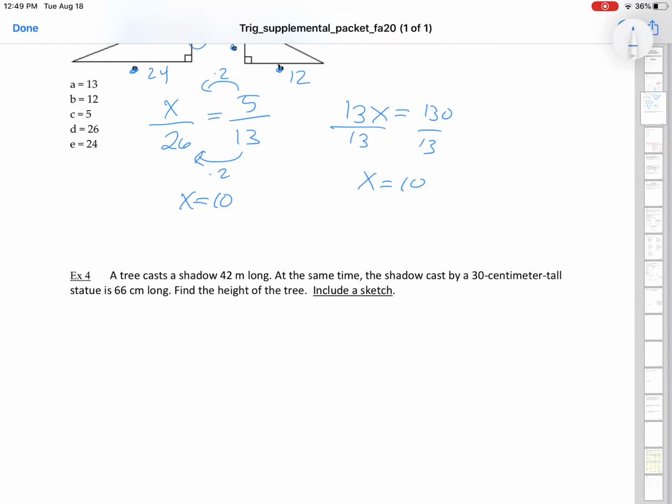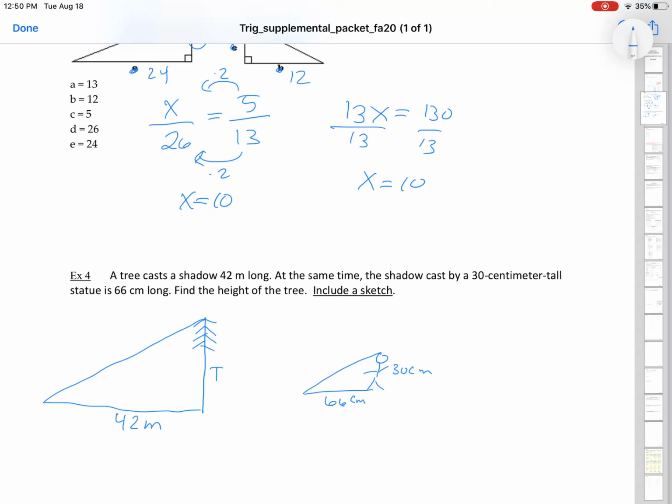So a tree casts a shadow 42 meters long. So here's our tree. Okay, we'll make it look like a tree kind of. And it's casting a shadow that is 42 meters long. At the same time, a shadow cast by a 30 centimeter tall statue. So here's our statue. And that shadow is 66 centimeters long. And this is 30 centimeters. So one big problem that they're doing is they're mixing units on us. And the question that they want us to find is find the height of the tree. So what's the tree height?